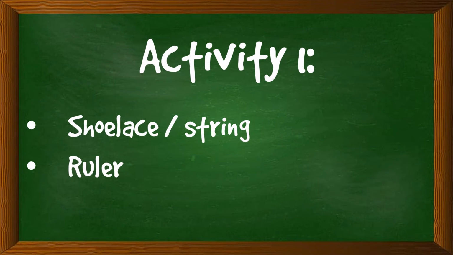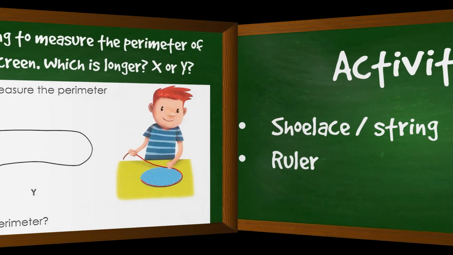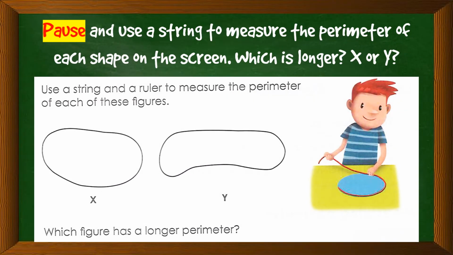Now for activity 1, that's exactly what you're going to do. You're going to take a shoelace or a string and a ruler, and you are going to measure the perimeter of the shape on the screen. Which is longer, X or Y? So you're going to put your string on it and put your finger on that spot, and you're going to place the string all the way around.